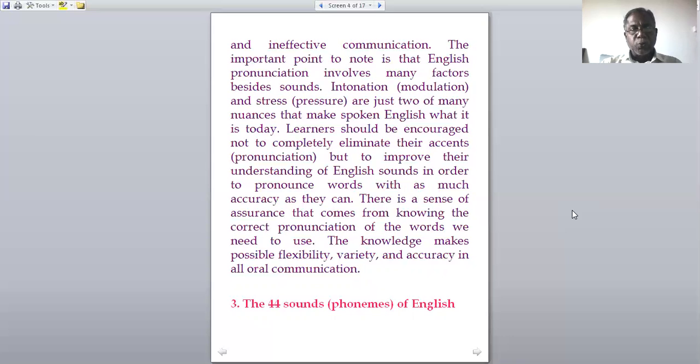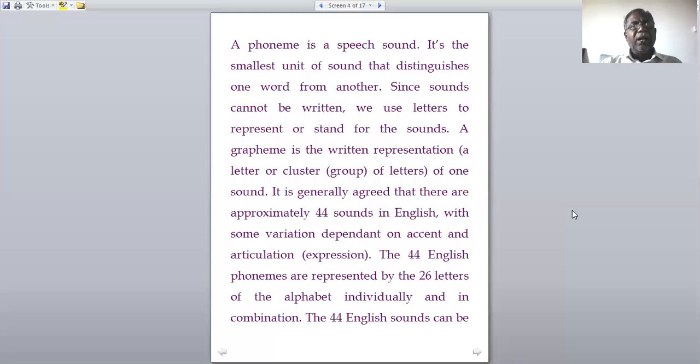The 44 sounds, phonemes, of English. Now we shall see something about the English words or the sound system. A phoneme is a speech sound. We say sound or phoneme. A phoneme is a speech sound. It's the smallest unit of sound that distinguishes one word from another.